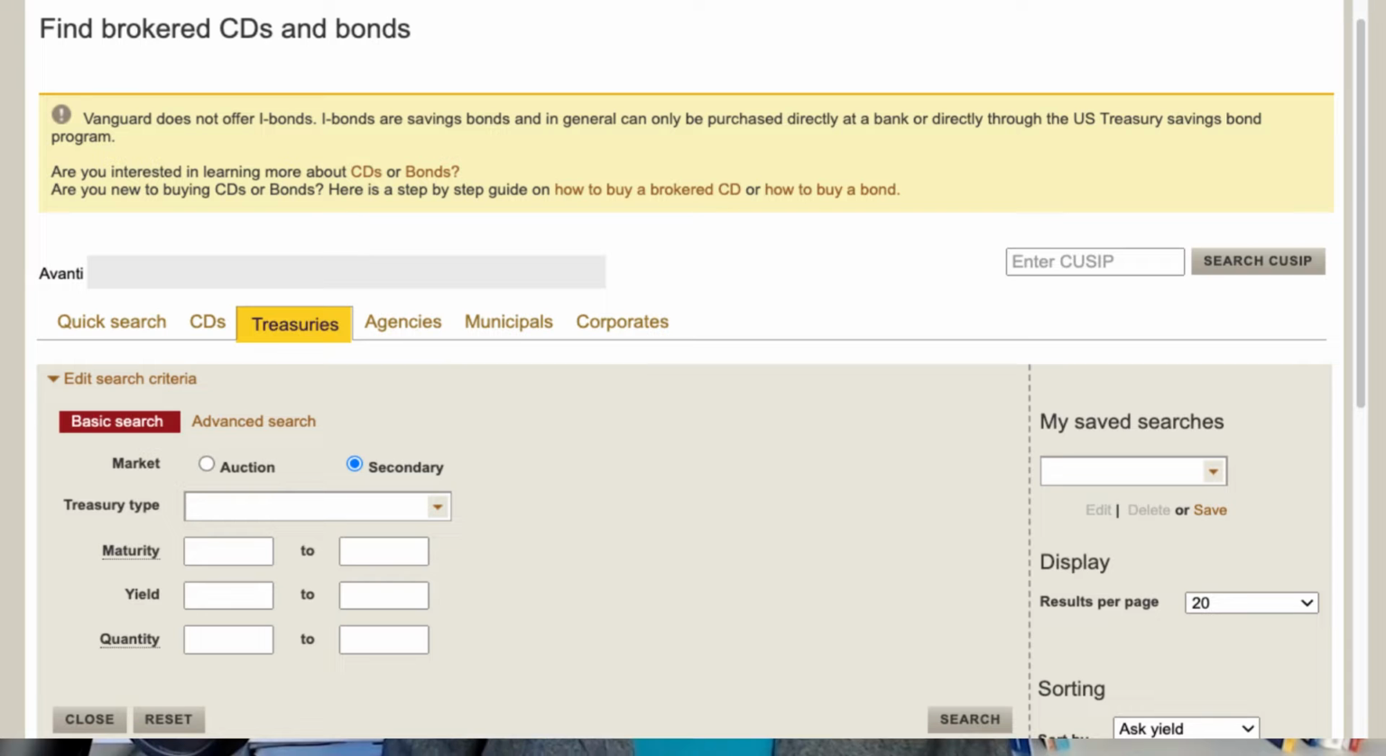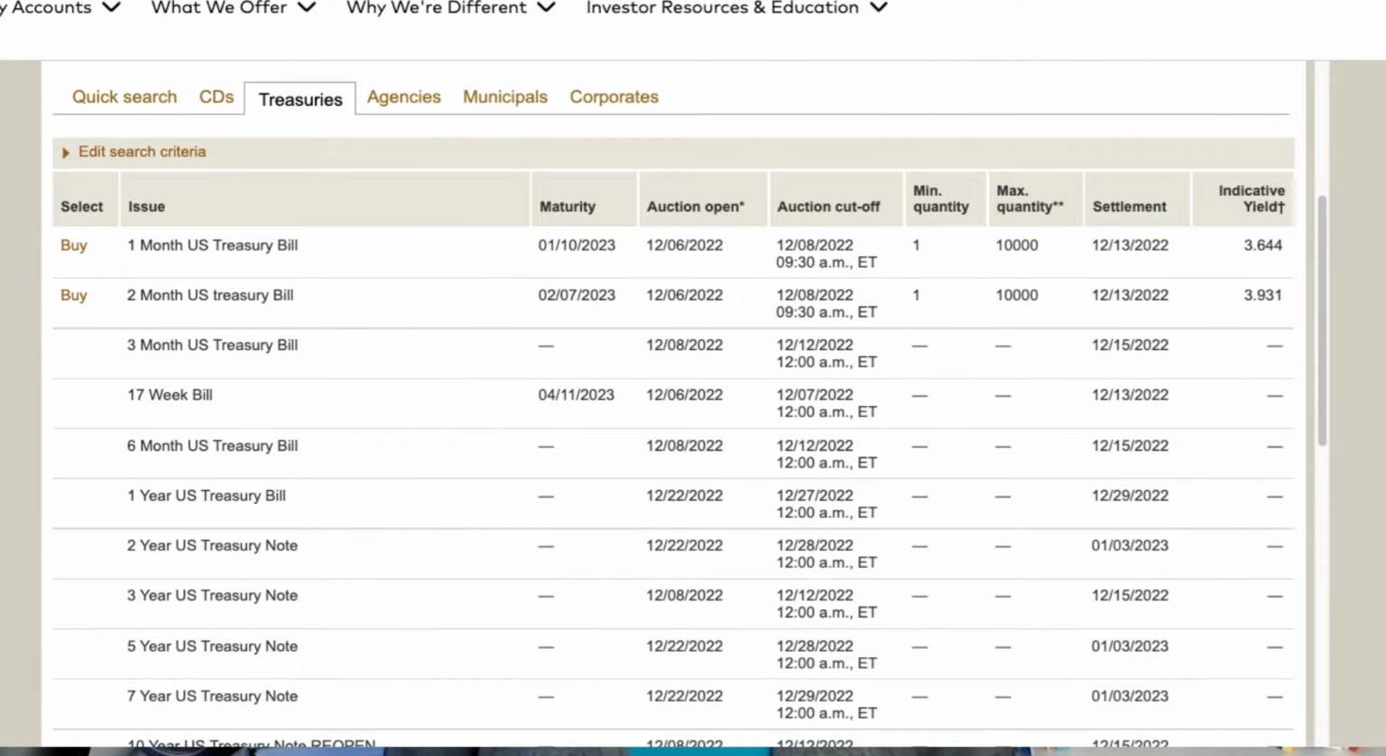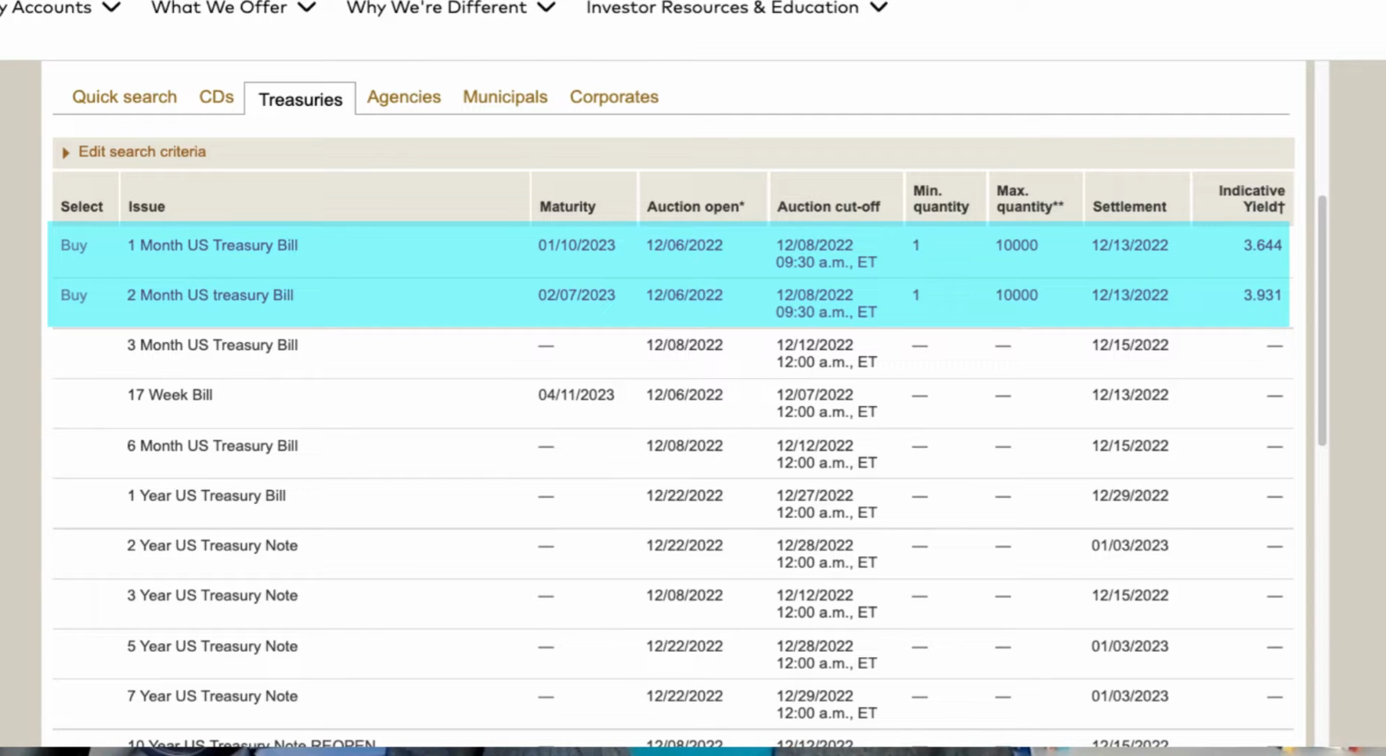Here, I had the option of either buying on the secondary market or buying new issue securities at auction. So I checked the auction radio button that took me to what was available. I was doing this on the 7th of December. Notice these 2 securities, the 1-month US Treasury bill and the 2-month Treasury bill with a buy next to them. These are nothing but the 4-week and 8-week T-bills.